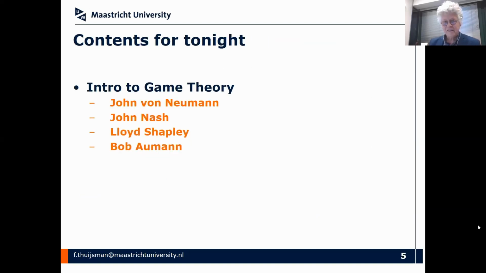For tonight, I'm really going back to basics and back to the early days. And I've listed 4 of my heroes here. I think that some of these names may be familiar to you: John von Neumann, John Nash, Lloyd Shapley, Bob Aumann. Maybe the first one's most famous, John von Neumann, because he's one of the most influential mathematicians of the last century.